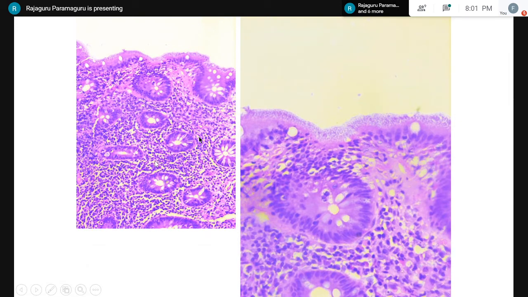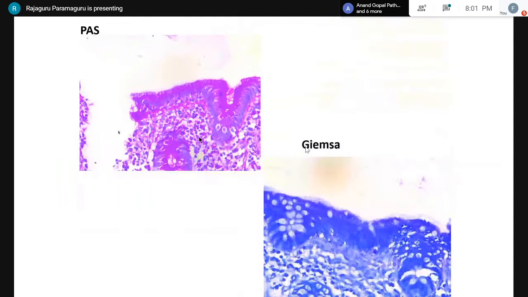But when you go to the surface, you find the surface not so good. It's a bit fuzzy. Looks like something is sitting on top. So when we went ahead and did some special stain, these were found to be positive for PAS. If we do a Warthin-Starry study, it will highlight it better, but I don't have that. So I did a Giemsa again, which highlighted it better. So this is a case of intestinal spirochetosis.